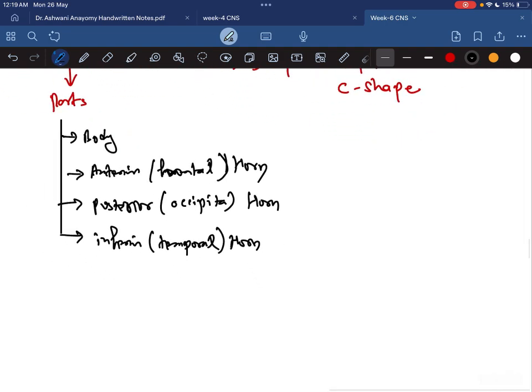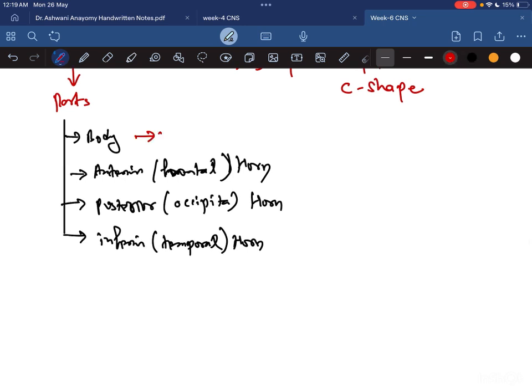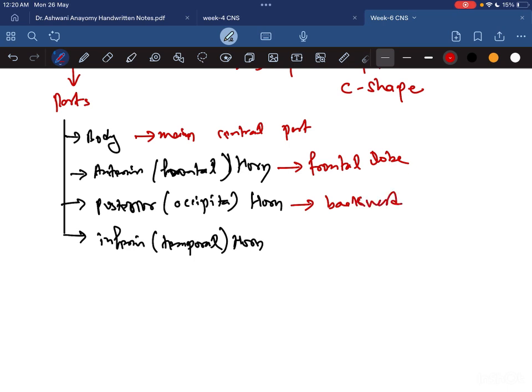The body is the main central part. The anterior horn extends into the frontal lobe, so it is also known as the frontal horn. The posterior horn extends backward into the occipital lobe. Then the inferior horn extends downward into the temporal lobe.